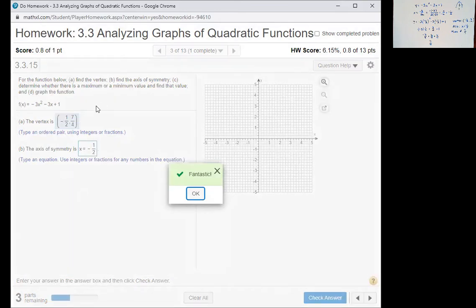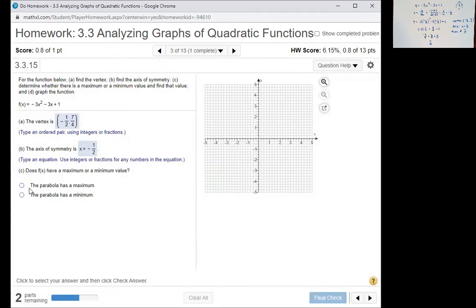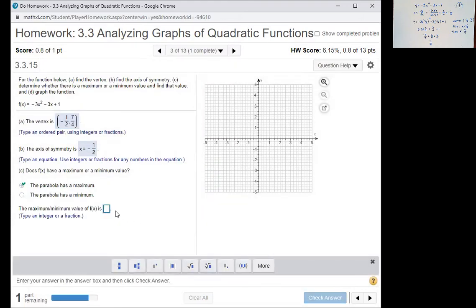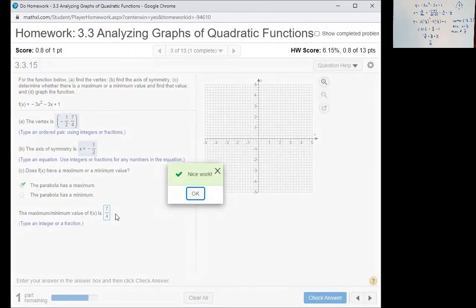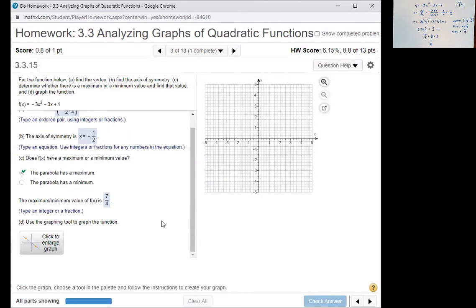Our axis of symmetry is always just x equals the x value. And then we will have a maximum, and our maximum value is 7/4. Just make sure that you read that. It doesn't want where it's at, or what it is. So it is 7/4. All right, so now the graph part.